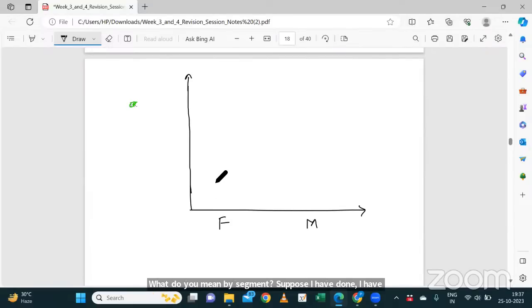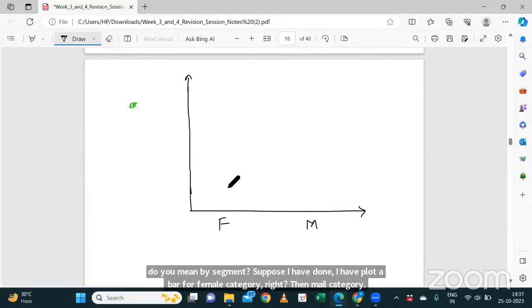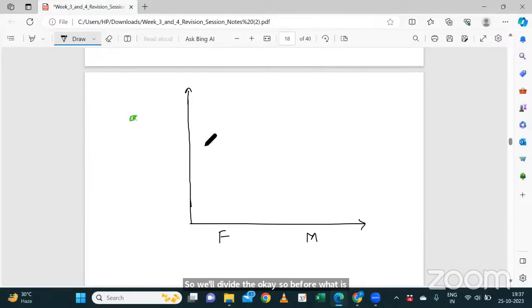So first, what is the stacked bar chart? How many females are saying yes? Female, 34. Suppose this is the 34 females, and 10 are saying no. Suppose this is the 10.